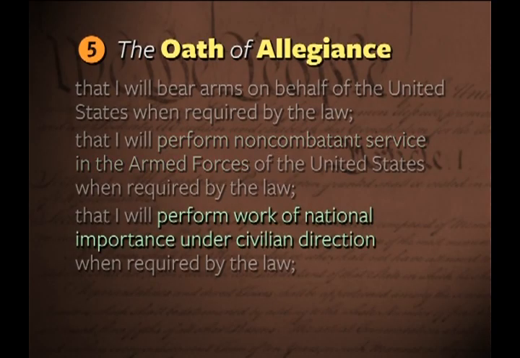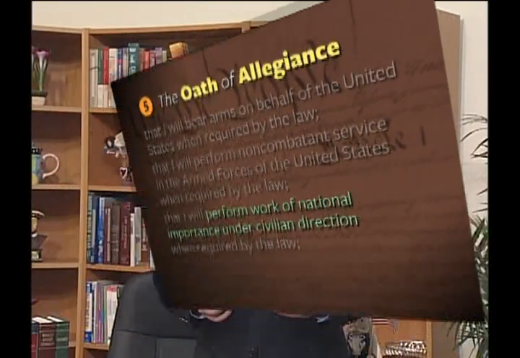The third promise is to perform work of national importance under civilian direction. The word civilian means non-military. A civilian is a person who is not a member of the Army, Navy, or other military forces, but simply an ordinary citizen like you and me. So this part of the oath means that in some kind of emergency or time of trouble, if you as a citizen are asked to help the country in some way that does not involve military service, you will do it.